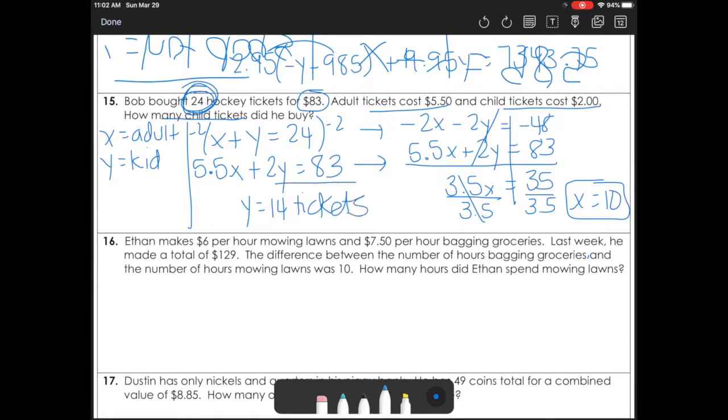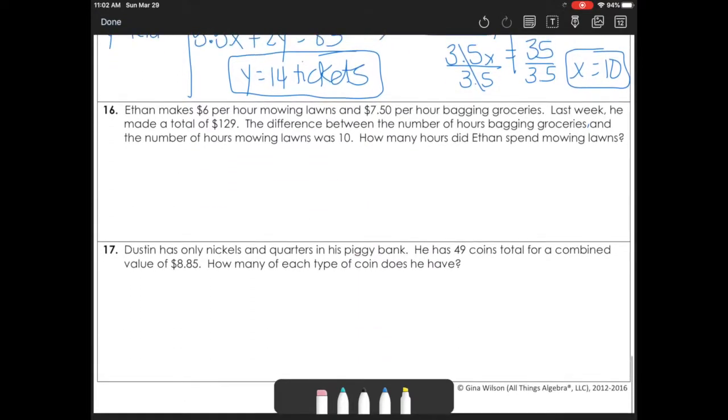Moving on to number 16. Ethan makes $6 per hour mowing lawns and $7.50 per hour bagging groceries. Last week, he made a total of $129. The difference between the number of hours bagging groceries and the number of hours mowing lawns was 10.